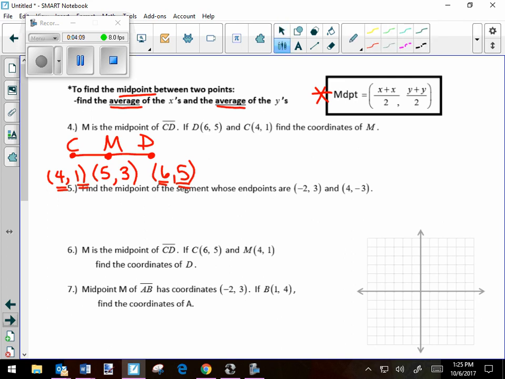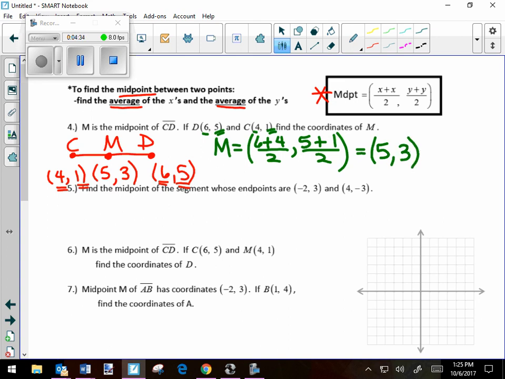Or what usually is done, so for the midpoint M, if we use the formula, we take the x's and add them and divide by 2. And then we take the y's and add them and divide by 2. The first coordinate turns out to be 6 plus 4, which is 10 over 2, which is 5. The second coordinate, or the y coordinate, is 5 plus 1, which is 6 divided by 2, which is 3. So when we plug in to the formula, we get the same thing that we would get if we applied some common sense to that question.